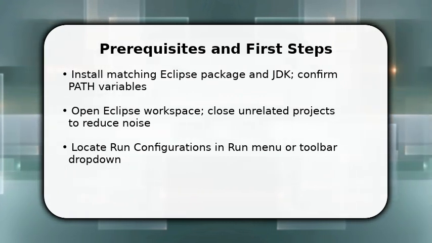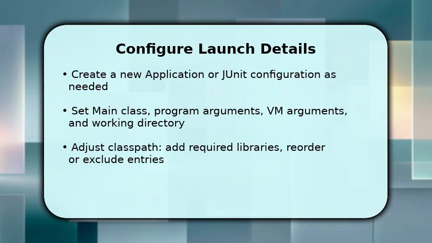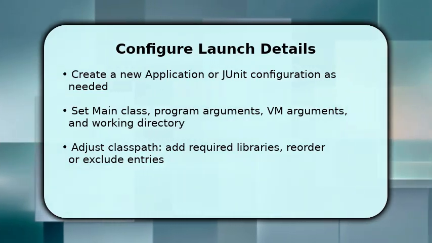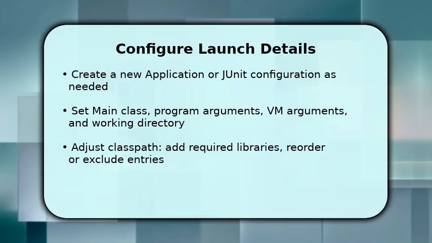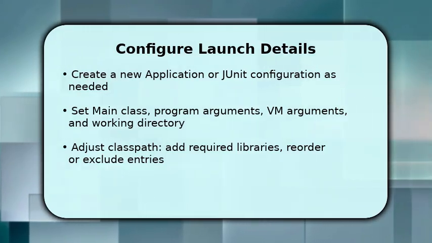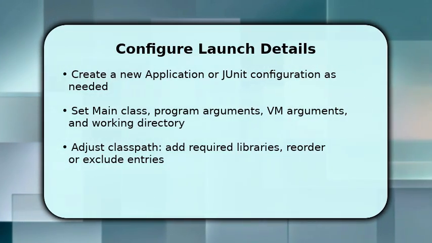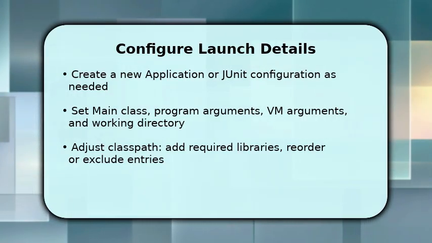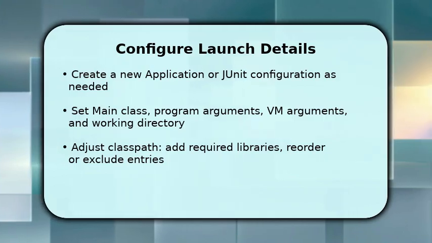You now set the launch specifics. Create a new application configuration or a JUnit run configuration depending on your goal. Name it clearly. Then specify the main class, add program arguments for runtime behavior, and include VM arguments like memory flags. Also set the working directory if your app reads relative files.